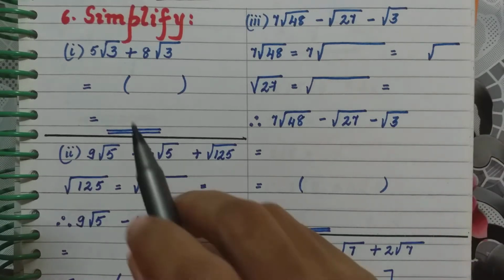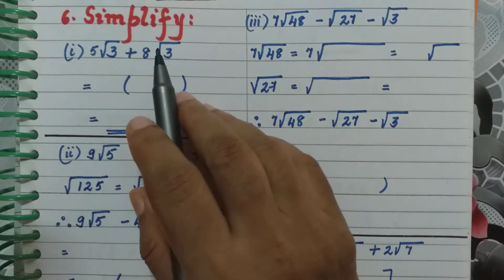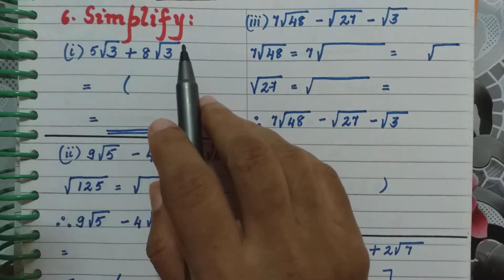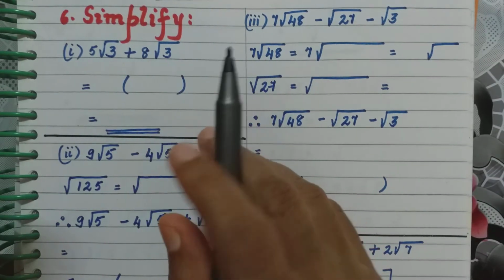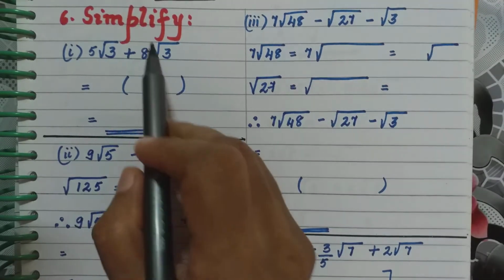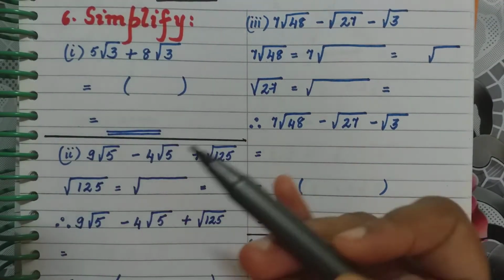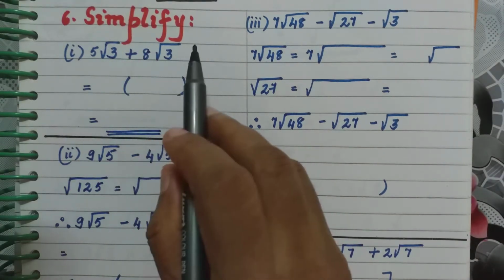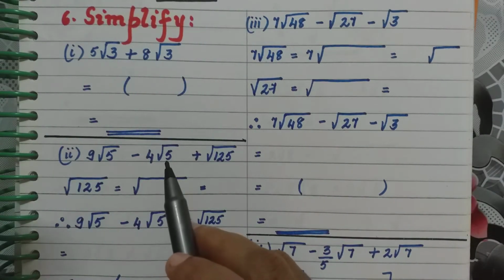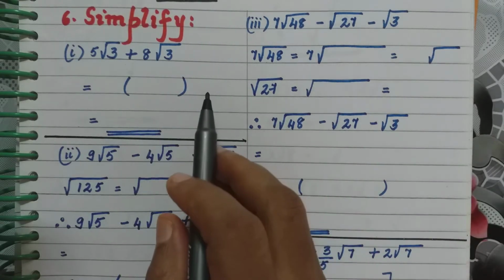We now go to the sixth question of exercise 2.3. What does it state? Simplifying. Now, simplifying means what? They must have given either addition like this or subtraction. We have to add and subtract and get the final answer. Now, when can we add or subtract? Only when we have like surds.